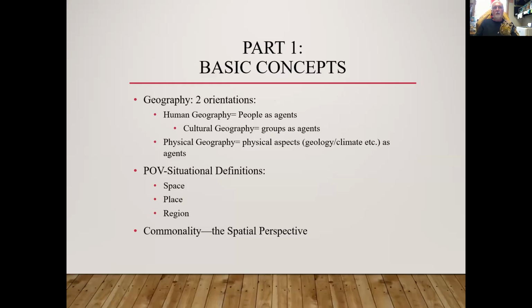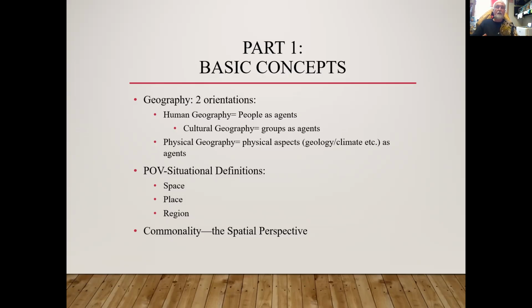When you're looking at geography, and I mentioned this in the first presentation, there are two types of geography, two subsets of the discipline. All of geography looks at the relationship of people and the world around them. Human geography looks at it with the emphasis on people, as active agents. That's what this class is. The other main branch is physical geography, which looks at the physical aspects as the primary area of focus.